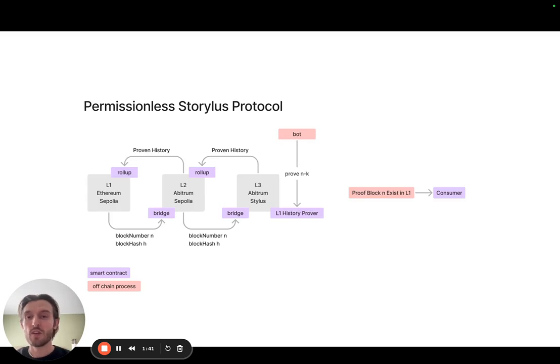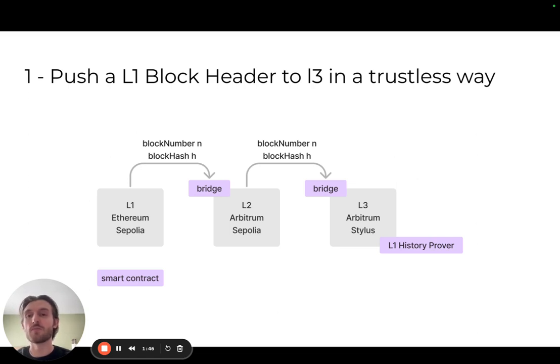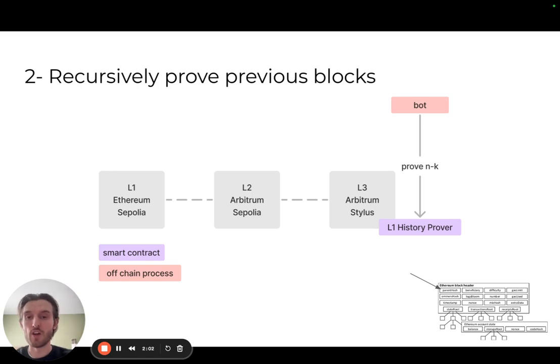So how it works. I'll destructure it in 3 different parts. The first one is we have to push the L1 block header to the L3 in a trustless way. We can do that with bridges from L1 to L2 to L3. And at the end, on the L3, we have a contract that's an L1 history prover that will store that block header. Then from that block header, we can extract the parent hash of the previous block, and then we can fill recursively all the blocks of the historical data. And we built a small bot that's able to do that.